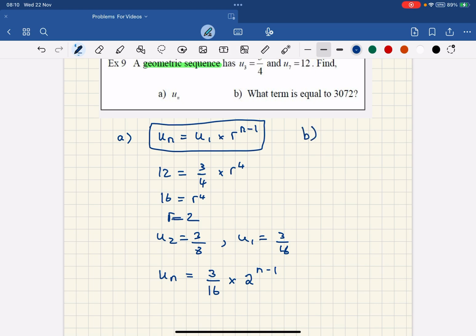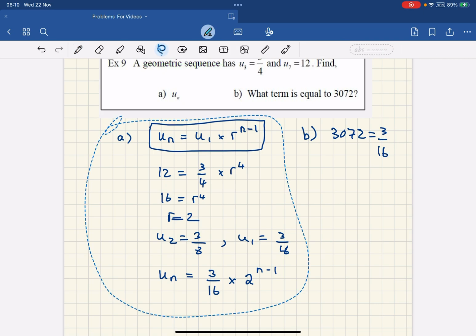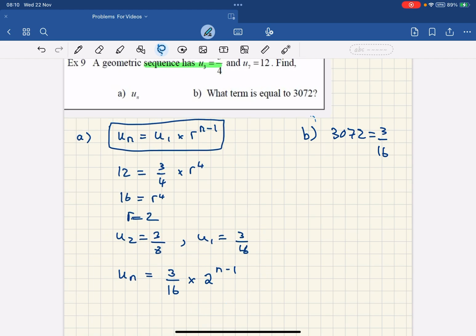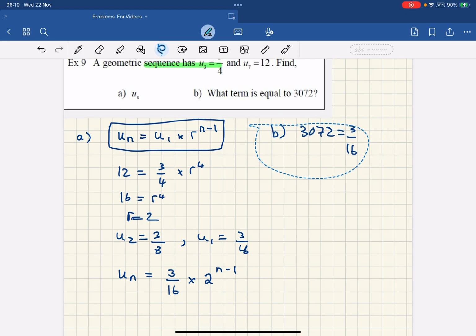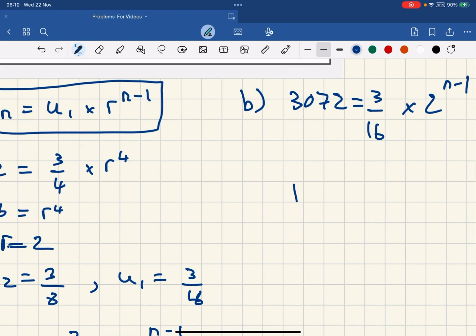So let's put b up here, and let's put 3072 in here. And it's 3/16. Let's move all this over one part across like this, and we can just move this across. Times 2 to the n minus 1. So a bit of algebra again. 3072, times that by 16, divide it by 3, and we have 16384 equals 2 to the n minus 1.